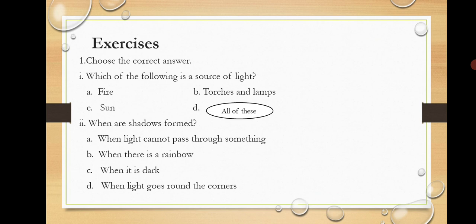2. When are shadows formed? When light cannot pass through something, when there is a rainbow, when it is dark, when light goes round the corners. Now tell me, which option is correct? Option A. When light cannot pass through something, then a shadow is formed.